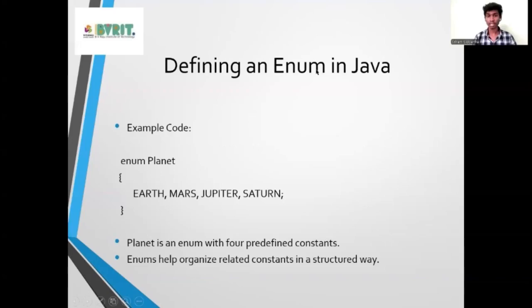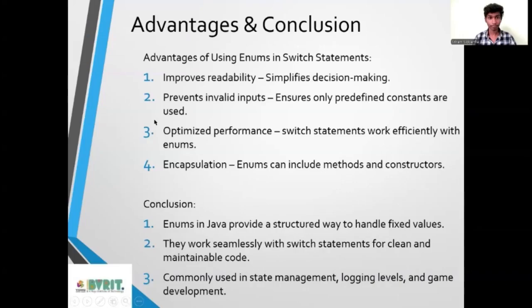These are some examples for enum. All these are predefined, and the name of this enum is Planet. Planet is an enum with four predefined constants in it. So enums help organize related constants in a structured way. We have the structure followed by the enum. Let's see the next part.